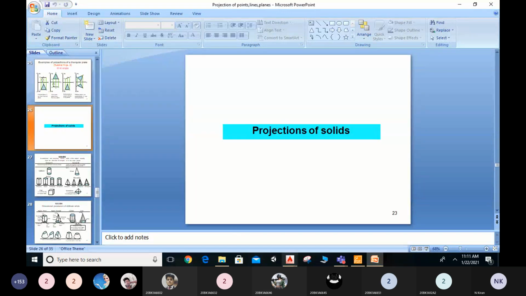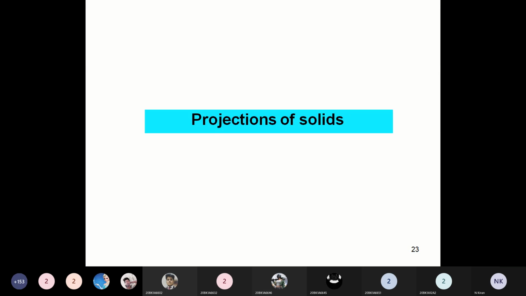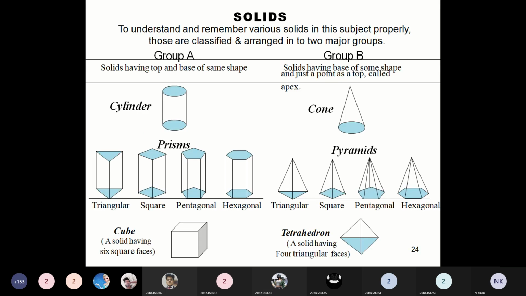See, projection of solids. Is my screen visible? Yeah. Respond. Yes, sir. Okay. Yeah.